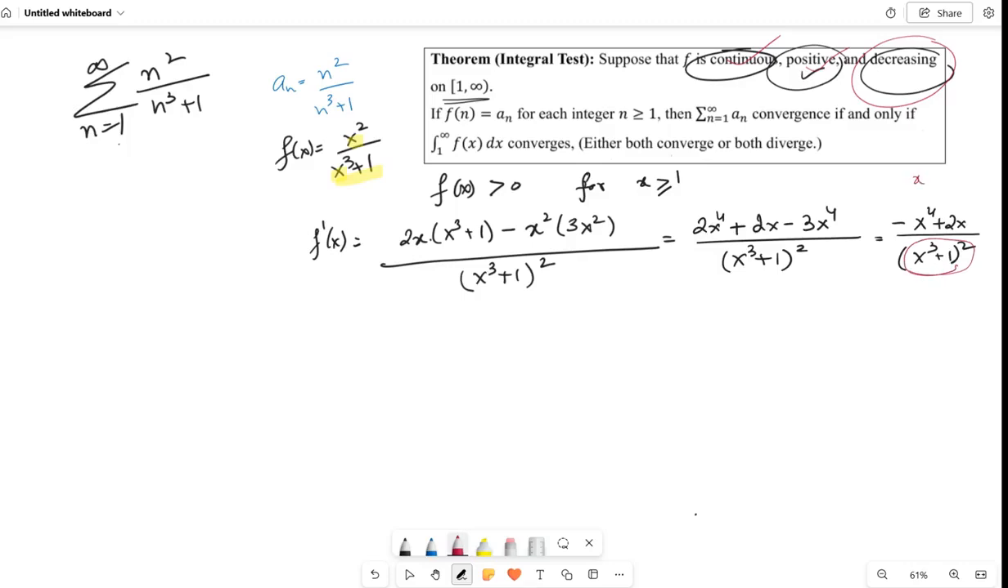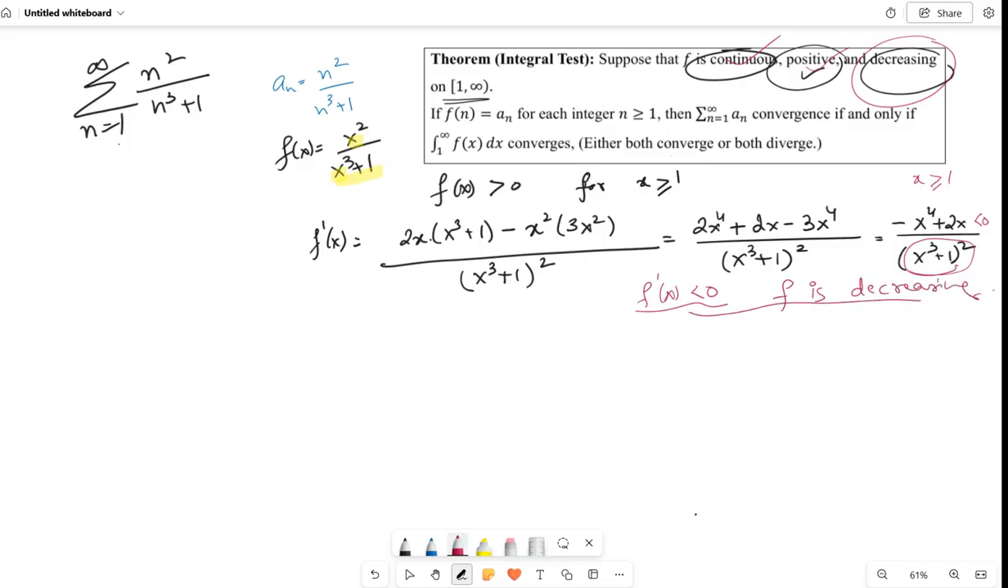And if x is more than or equal to 1, this x^4 is going to be larger than 2x. So this whole thing, I know at 1 it's not negative, but generally after 1 it's always going to be a negative number. If f prime of x is a negative number, in general, even if it's not at 1, we can say from 2 onwards, f is a decreasing function.